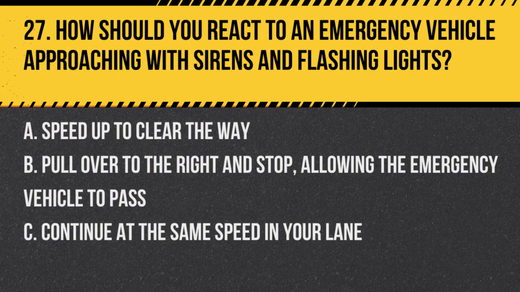Question 27. How should you react to an emergency vehicle approaching with sirens and flashing lights? A. Speed up to clear the way. B. Pull over to the right and stop, allowing the emergency vehicle to pass. C. Continue at the same speed in your lane. Answer: B. Pull over to the right and stop, allowing the emergency vehicle to pass. It's crucial to give emergency vehicles the quickest and safest path forward.